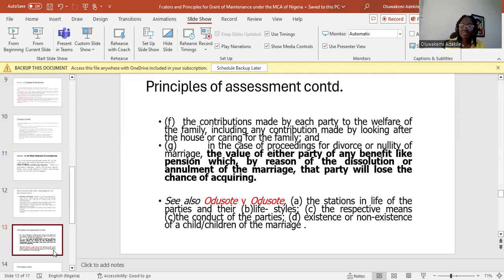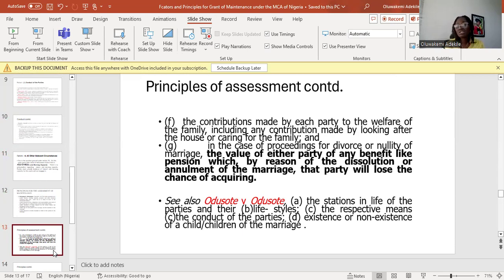And this is very interesting, especially when you are looking eventually also at the issue of sharing assets and looking at contributions that will be made. The court has also said that they will look at the station in life of the parties. What level of life are they now? What stage of life? Are they middle age? Are they a young couple that can still do so much with their life? What is their lifestyle? Do they have children?